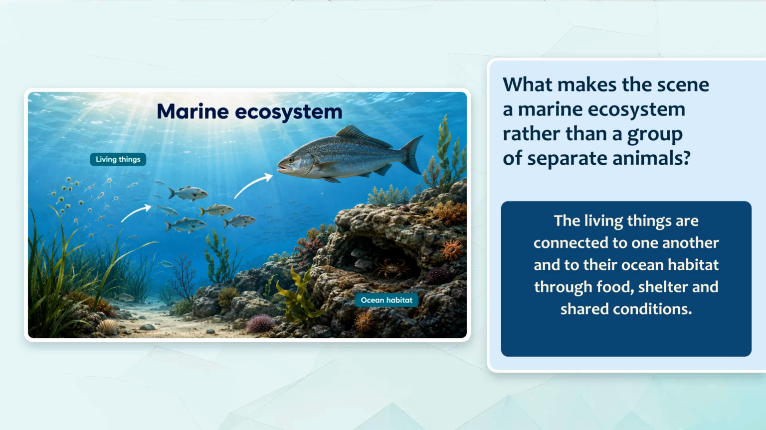What makes the scene a marine ecosystem rather than a group of separate animals? The relationships give us the answer. The living things are connected to one another and to their ocean habitat through food, shelter, and shared conditions. The image shows these links as one system. Next, we will connect ocean life with food and coastal livelihoods.